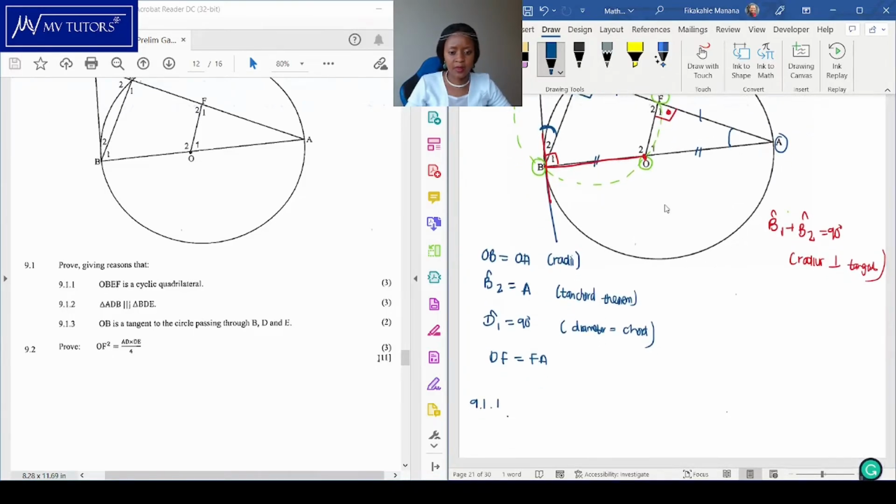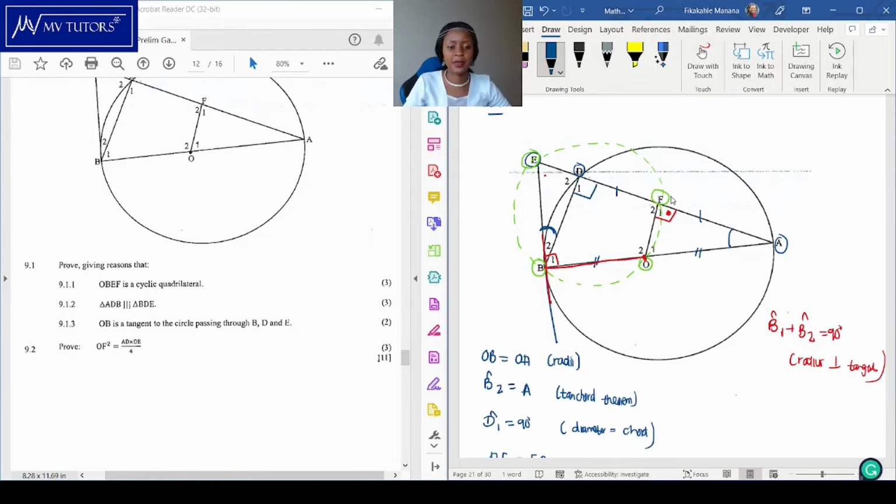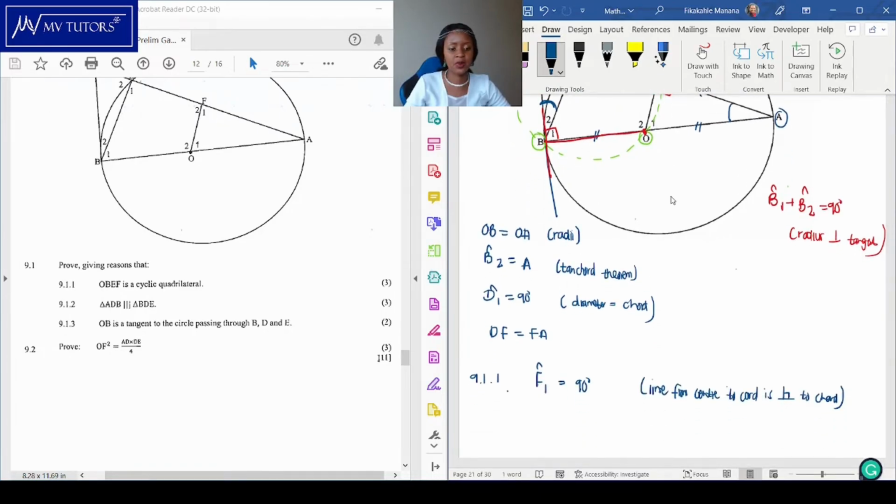All right, so F1 is equal to 90 degrees, and that is because a line from center to chord is perpendicular to the chord. Okay, and it's also a bisector, because FD is equal to FA. So a line from center to chord is perpendicular to the chord, and it also bisects.